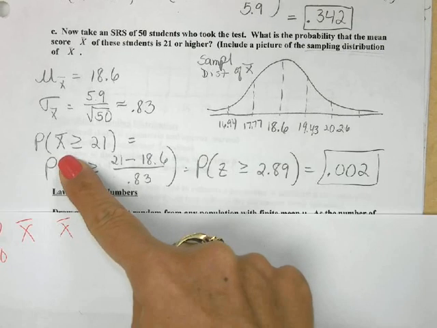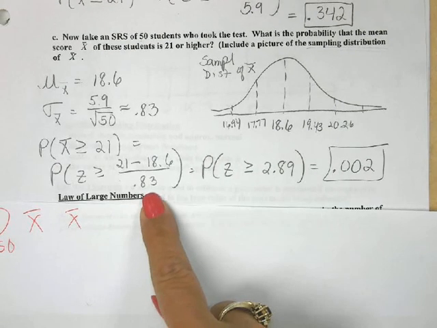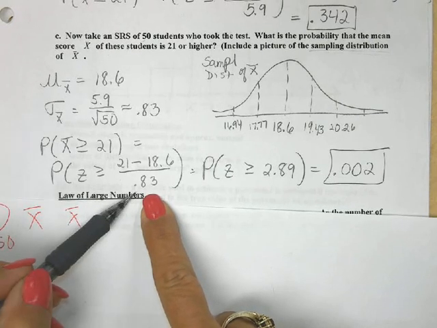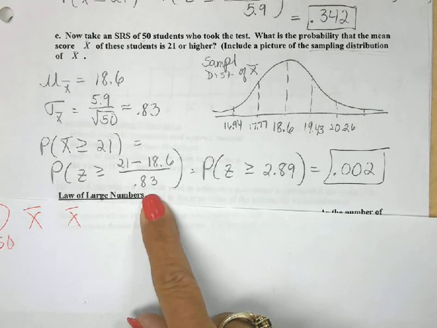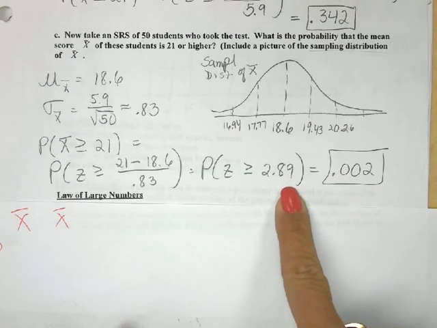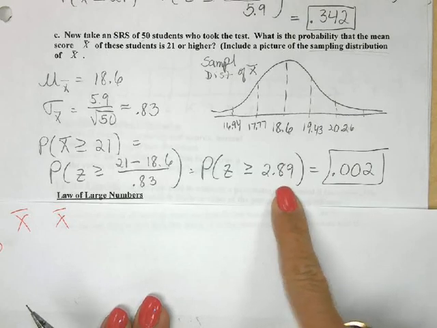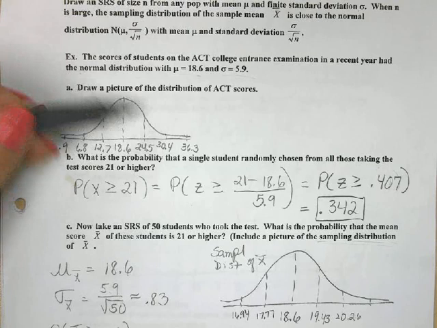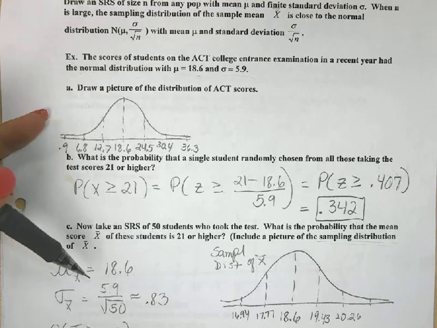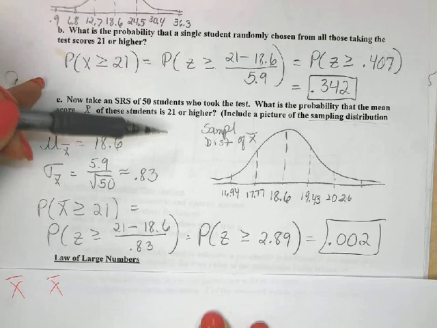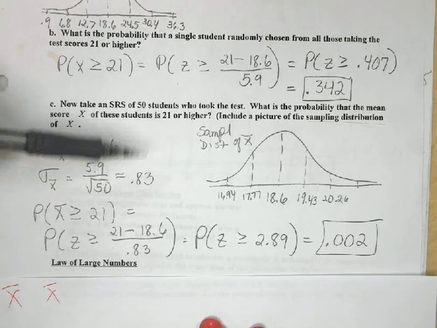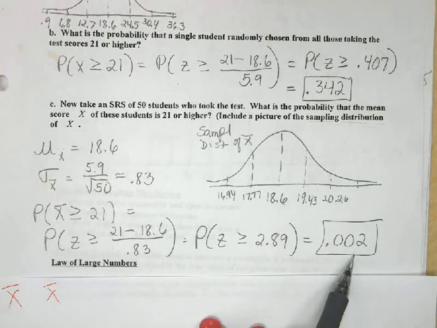And I convert it to a z-value, just like normal, but look at how I have a different calculation down here because I have to use the standard deviation of x bars, not the standard deviation for individuals. And now I can see my z-value is significantly higher. It's almost to a 3. And my area above that is 0.002. So if the actual population mean is 18.6 and you take a sample of 50 numbers from here and find the mean of those 50 numbers, it's extremely unlikely that you're going to get the mean of those 50 numbers being 21 or higher. It happens less than about a fifth of a percent of the time.